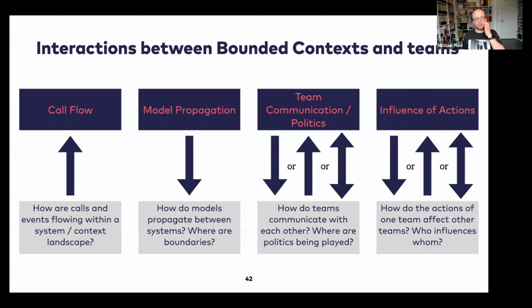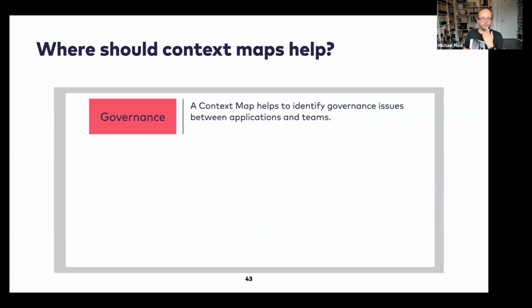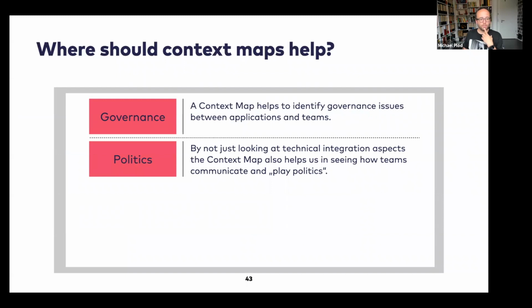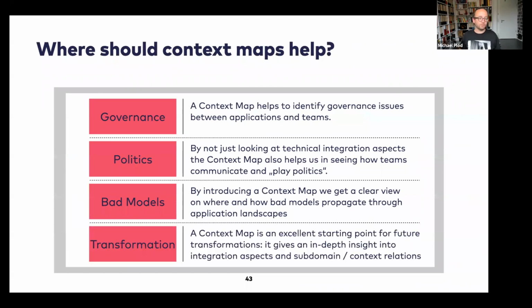Now, where should the context maps help? On the one hand, with governance. We can start building a decentralized governance with context maps. We can visualize politics, not just by looking at technical integration aspects, but also how teams play politics, how they communicate, how they interact with each other. We can see how bad models propagate through a grown IT landscape. And we can use that as a very powerful tool for planning IT transformations.